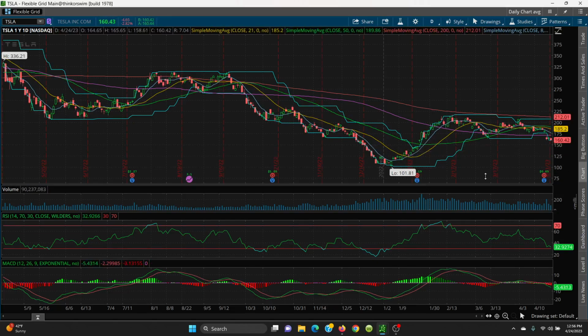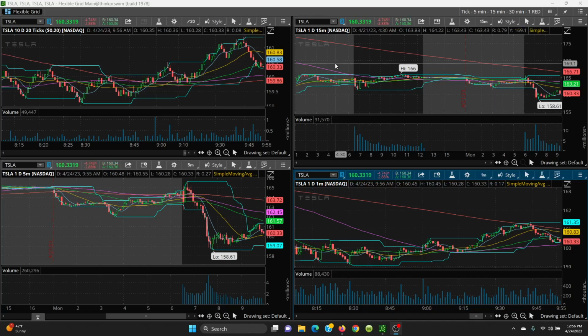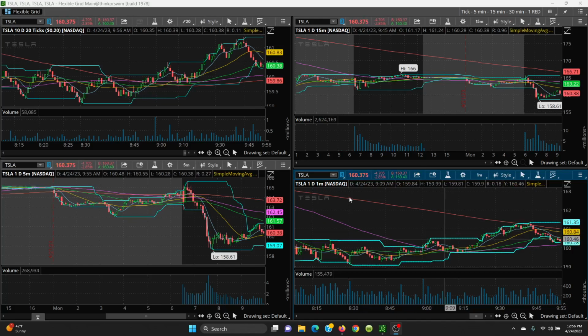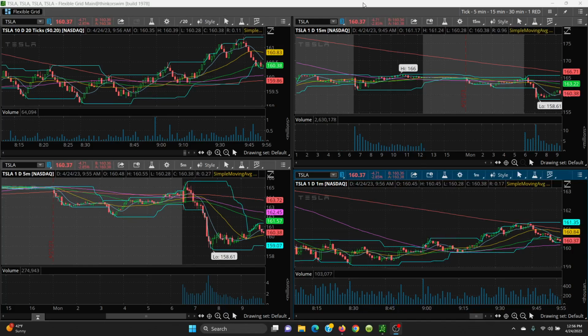All right, so what we're going to do next is look at a trading chart here. Okay, here's your trading chart. Here's your tick chart. Here's your 5-minute, your 15-minute, and your 1-minute chart. These are all very useful here on making the trade.